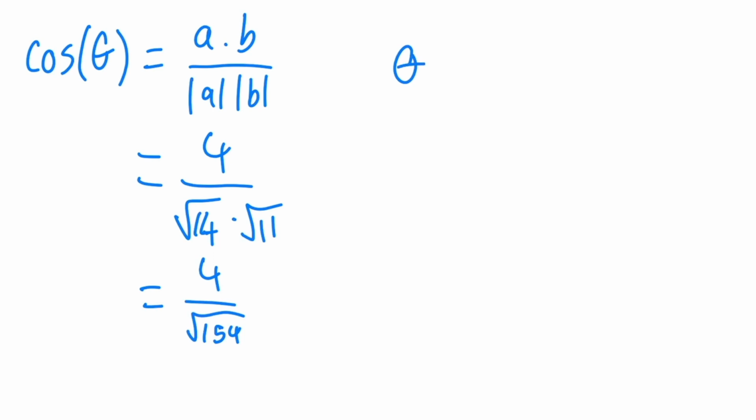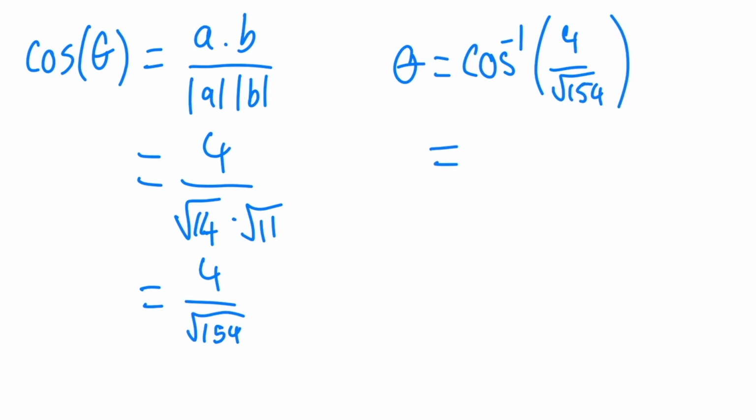Well, that means that theta is going to be equal to cos to the minus 1 of 4 over the square root of 154. And if I type all this into my calculator, I get an angle of 71.2 degrees if I round to 2 decimal places. Or if I want to express my answer in terms of radians, that also does give me a value in radians of 1.24. And I'll use a little mini c to represent radians. So the angle between vector A and vector B is 71.2 degrees or 1.24 radians.